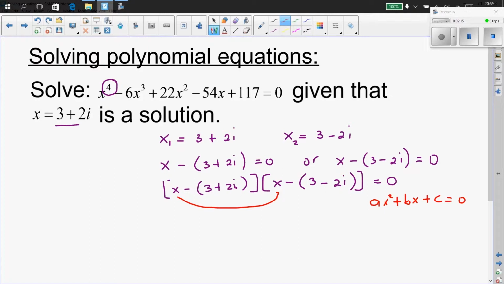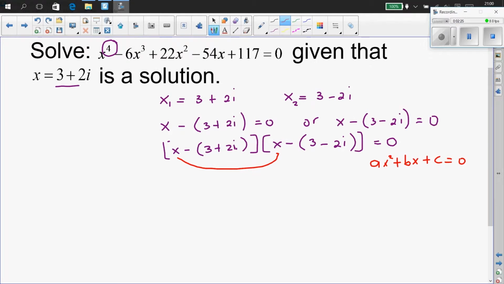Now, we need to remove the brackets. That means we need to multiply these two factors, and I'm going to use the method that I used in the previous example. So when I remove my brackets, I'm going to say x squared minus the coefficient of x will be the sum of the roots plus the constant will be the product of the roots.